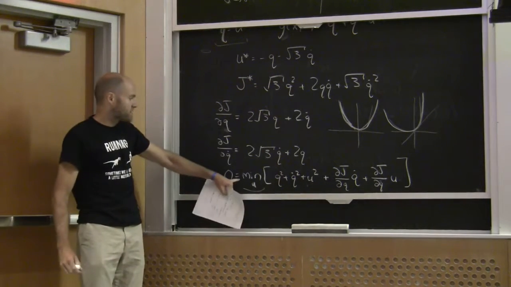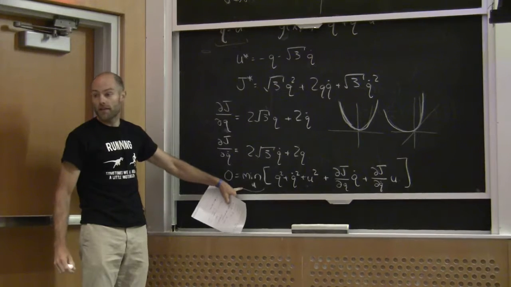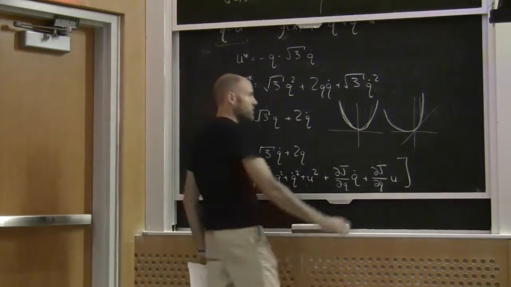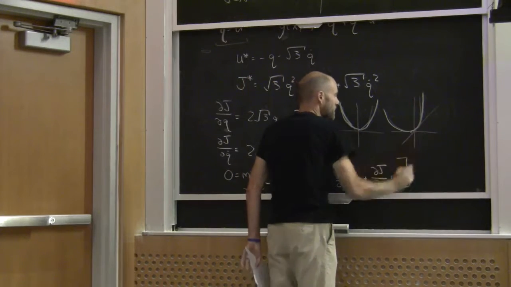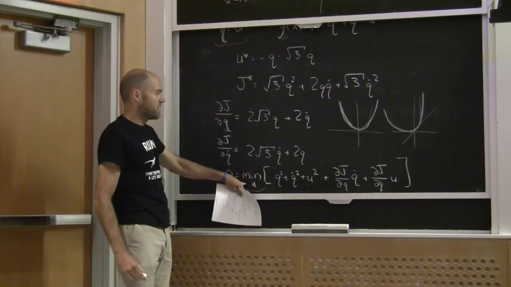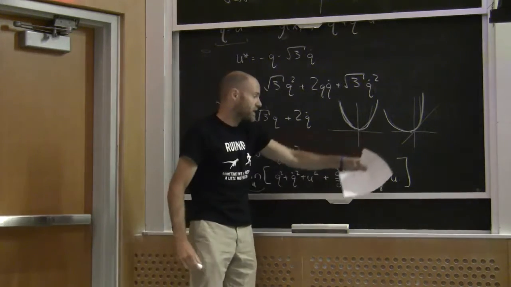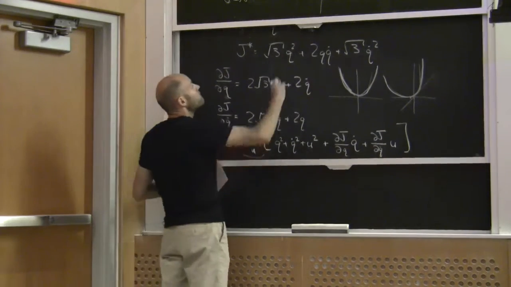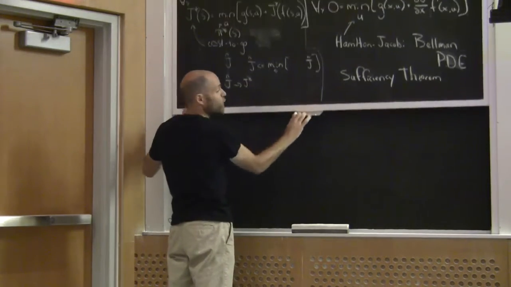Which means taking the minimum over that parabola is pretty easy. I just have to look for the bottom of that parabola. It happens to be the place where the gradient of that function goes to 0, and I know that only happens in one place.